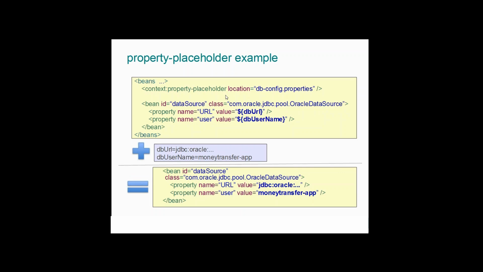The way it is being used is like this. There is a dbconfig.property file. When you load it using this property placeholder, inside this property file I have this db url, a username and password, things like that. So you start using this as a key to replace.